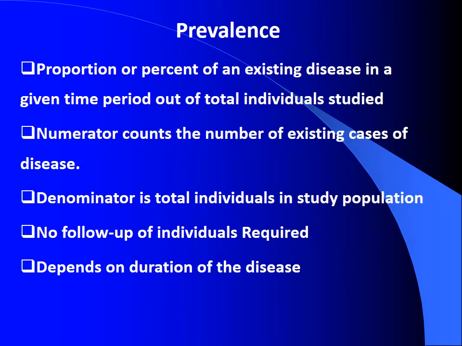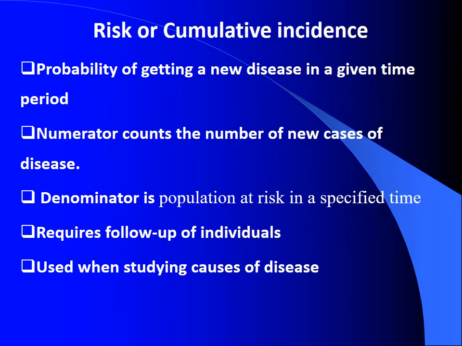Prevalence is the proportion or percent of an existing disease in a given period out of the total individuals studied. When you say proportion, you have a numerator and a denominator. The numerator is the existing cases of the disease, and the denominator is the total individuals in the study population. No follow-up is required in this study, and it depends on the duration of the disease.